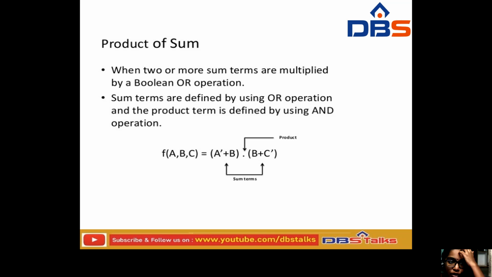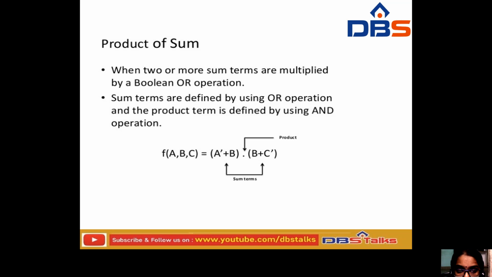See, that is the sum of products. Then let us see what the product of sums is when two or more, that is, it should be two or more variables. Why? Because if you are going to perform any operation on particular variables, we must have two variables. See, in the product of sums, we are going to perform the multiplication operation between the two sum terms.